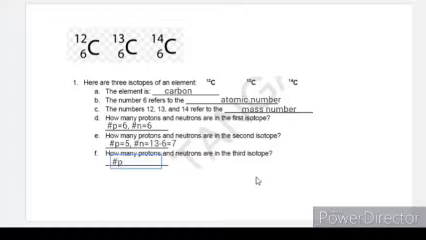And for letter F, okay, now you can do it. The number of protons is equal to 6. Oops, let me just correct this. This is equal to 6. While the number of neutrons will now be equal to 14 minus 6, which is equal to 8.